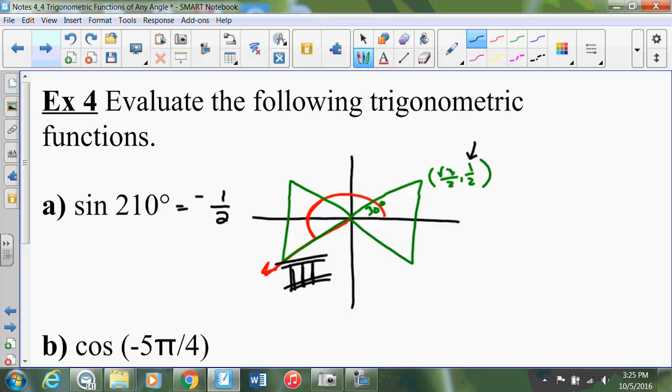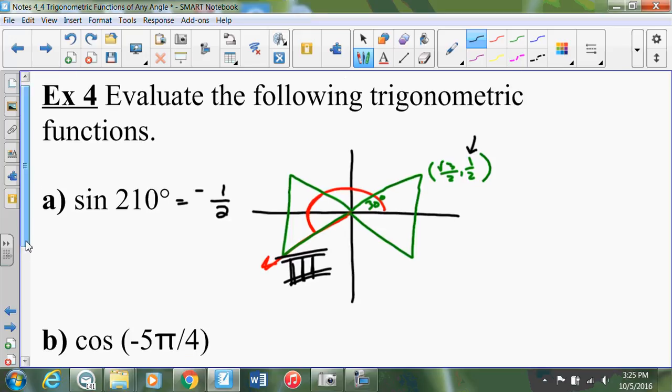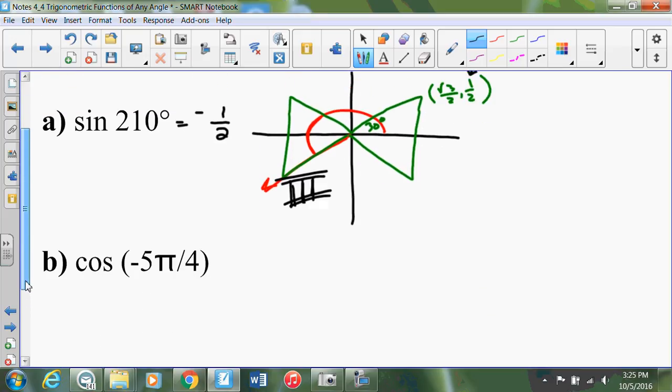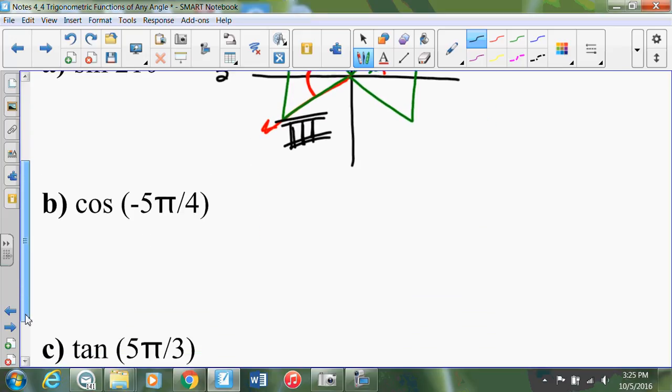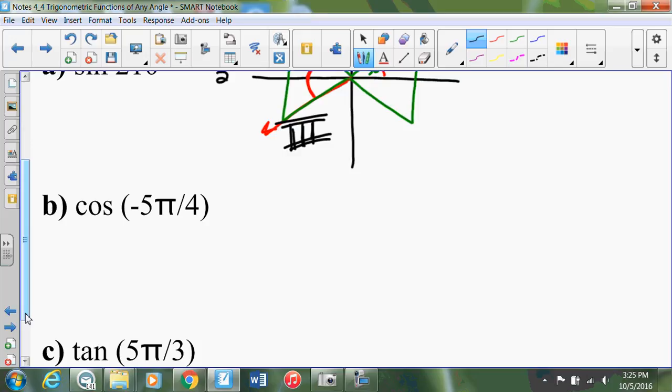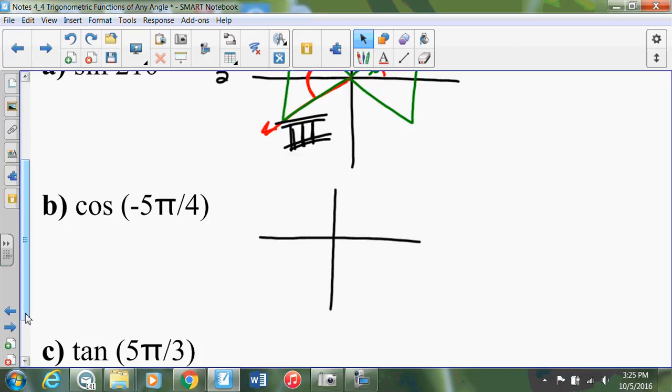That's my answer. Of course, you can just memorize the unit circle and have it with you at all times. If not, that's the way you can go about that. All right, so cosine of -5 pi over 4. Once again, I do a quick little sketch. I don't have the unit circle in front of me, so I have to think about this logically.